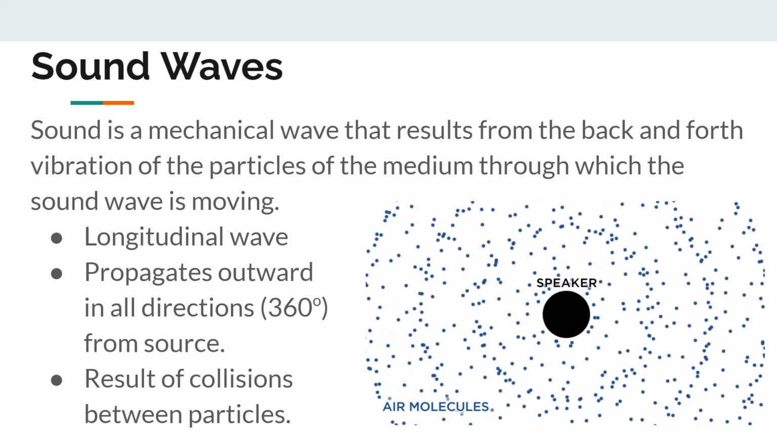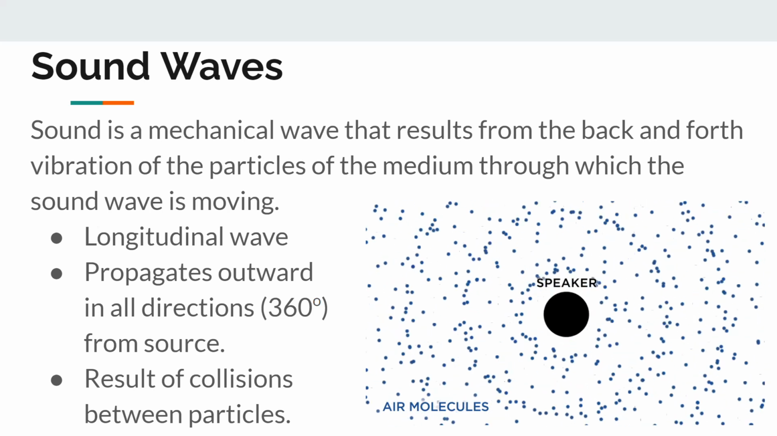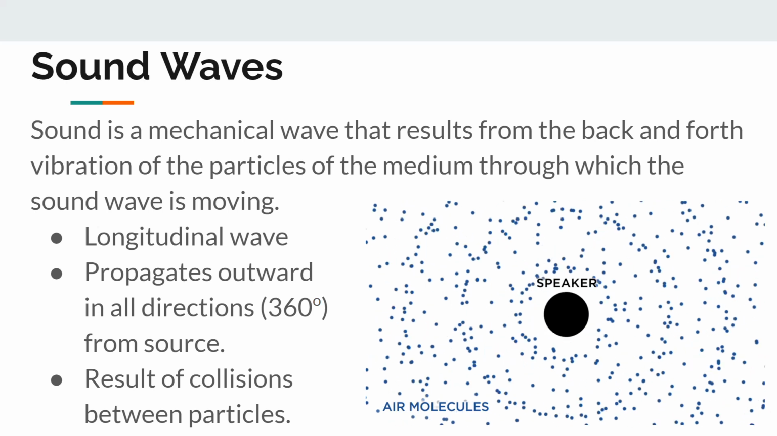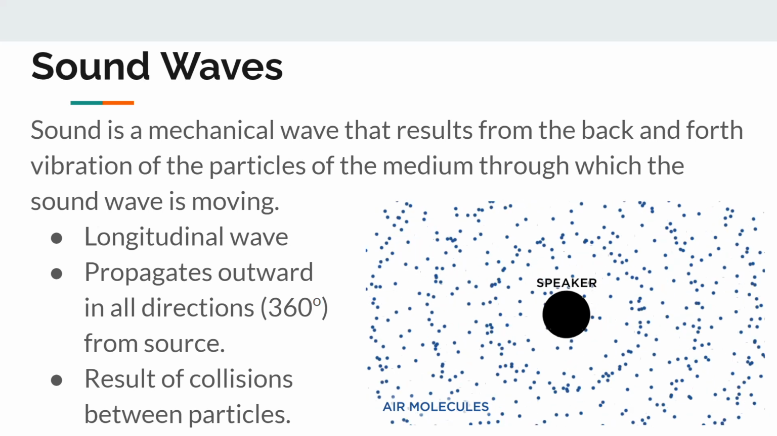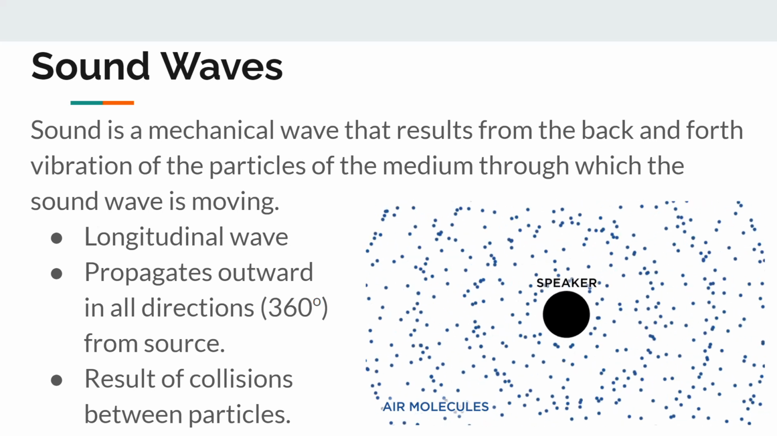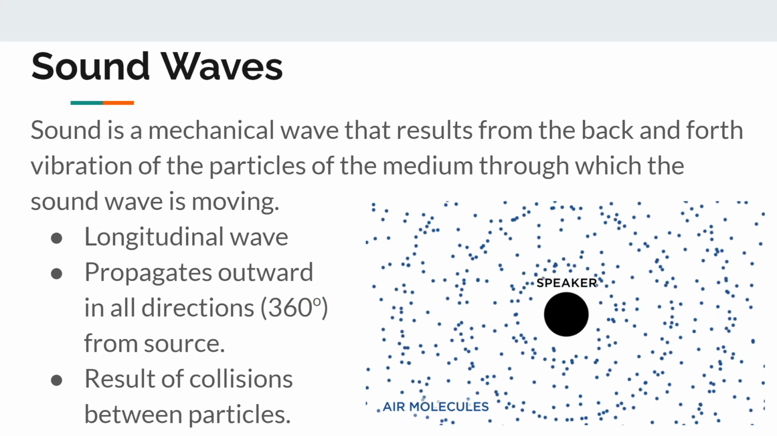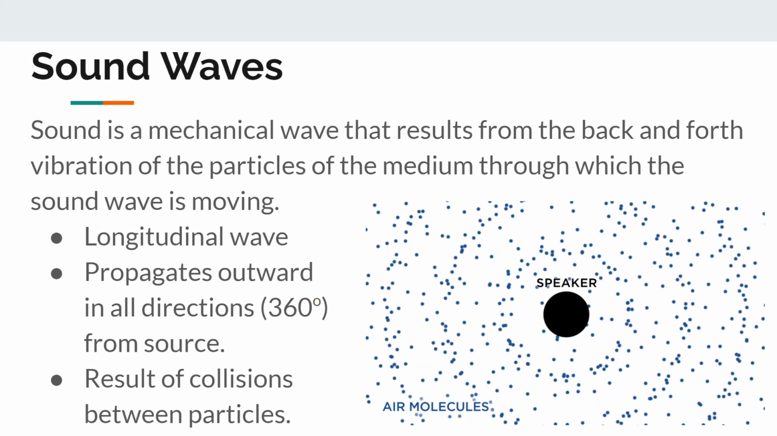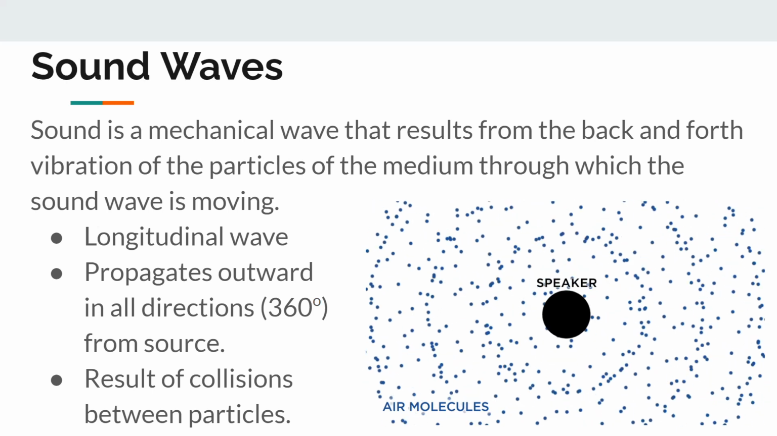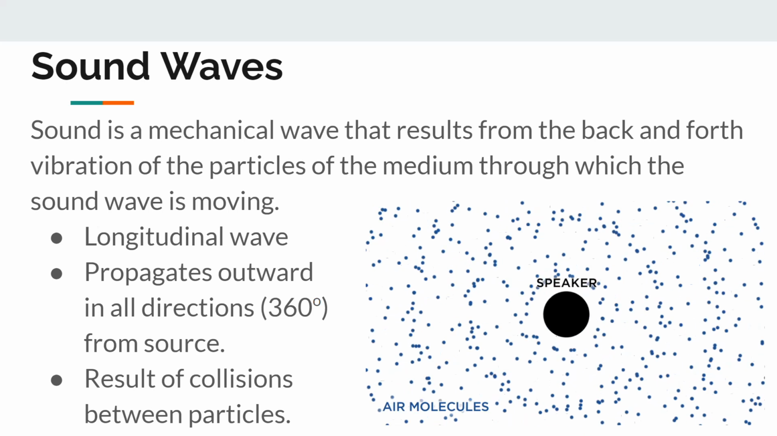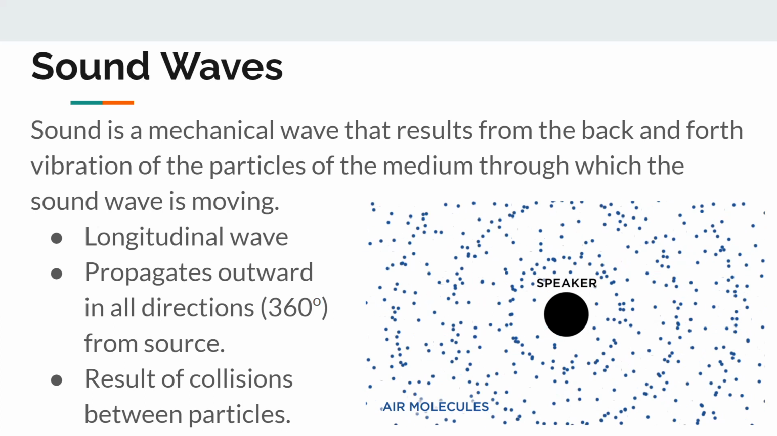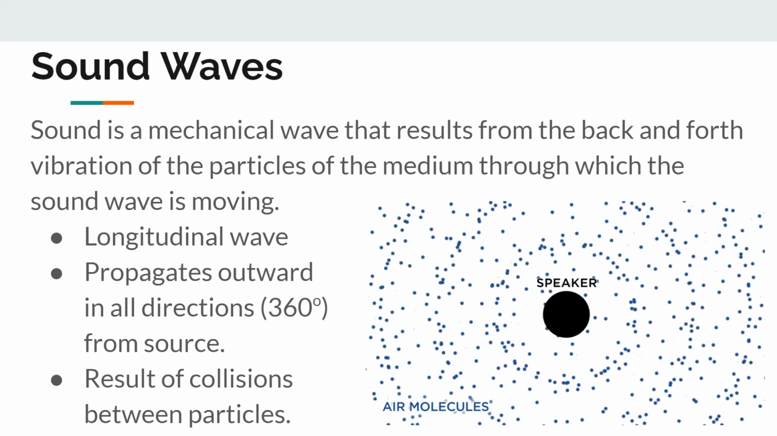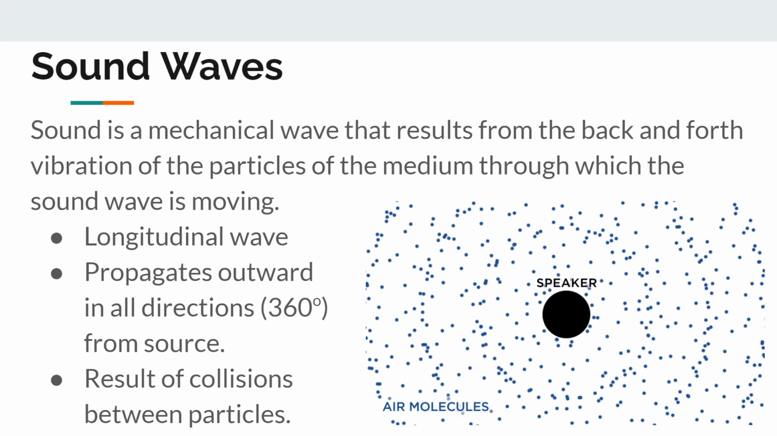It propagates outward in all directions, 360 degrees from the source, and it is the result of collisions between the particles, specifically those air molecules that are going to carry the sound wave from the source, whatever it may be, to your eardrum eventually so that you hear it. Again, we talked about mechanical waves versus electromagnetic waves earlier on in our notes. Sound, of course, is a mechanical wave. That does mean that it requires a medium. It does have to have air molecules in order to collide, in order to transfer that energy and transfer that sound. So you can't have sound in the absence of air.